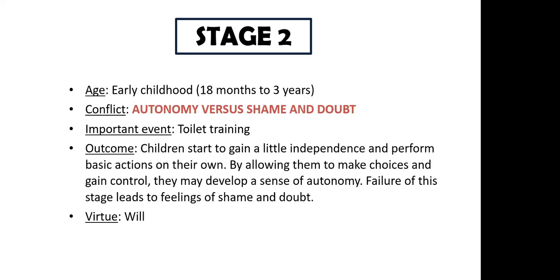By allowing kids to make choices and gain control, parents and caregivers can help children develop a sense of autonomy. But if children are criticized and overly controlled, they become overly dependent upon others, lack self-esteem, and feel a sense of shame and doubt in their abilities. Success in this stage will lead to the virtue of will, which is the belief that children can act with intention, within reason and limits.